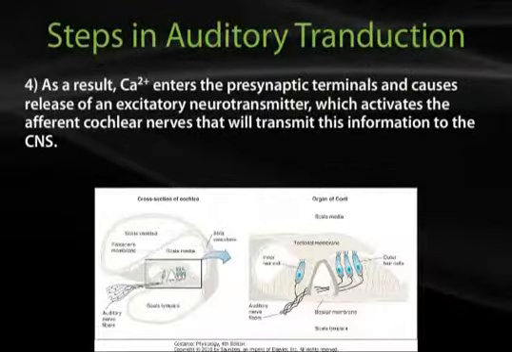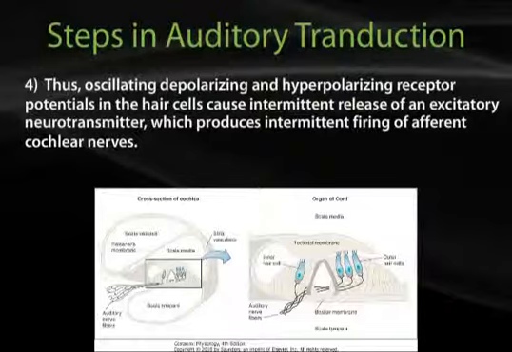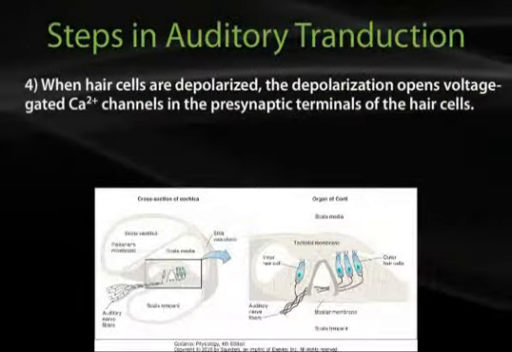As a result, calcium enters the presynaptic terminals and causes release of an excitatory neurotransmitter, which activates the afferent cochlear nerves that will transmit this information to the CNS. When the hair cells are hyperpolarized, the opposite events occur, and there is decreased release of the excitatory transmitter. Thus, oscillating, depolarizing, and hyperpolarizing receptor potentials in the hair cells cause intermittent release of an excitatory neurotransmitter, which produces intermittent firing of afferent cochlear nerves. Hair cells are depolarized. The depolarization opens voltage-gated calcium channels in the presynaptic terminals of the hair cells.